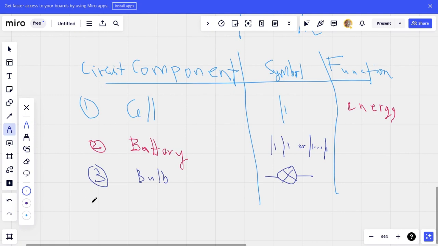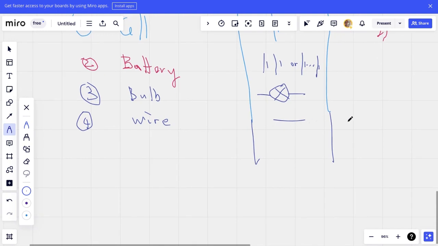Number 4. What else? What component will we use? A wire. We just use a straight line to represent a wire. A wire is used to transmit the current. It allows the flow of current through it. That's the function.